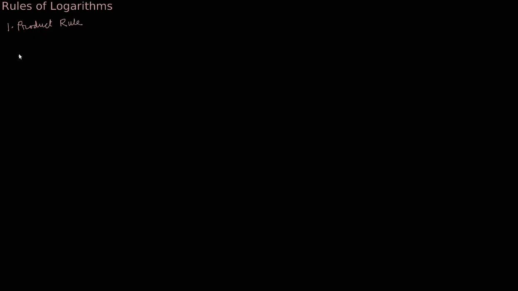So the product rule is, if I have logarithm of mn, so I have two quantities in product form and my base is a, then it is going to be equal to logarithm of m base a plus logarithm of n base a. So this is the product rule, right?